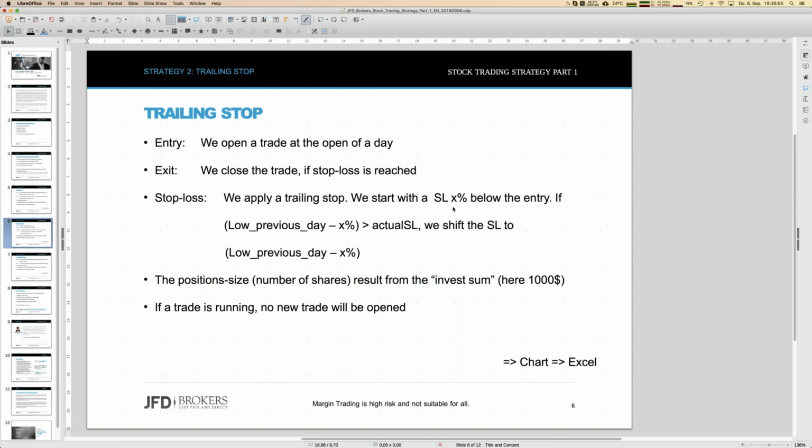And now it's easy. So let's wait for the next day. At the next day, we look one day back to the previous day, and we look at the low of the previous day.